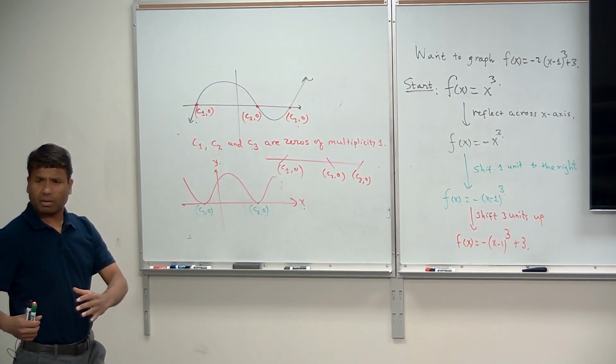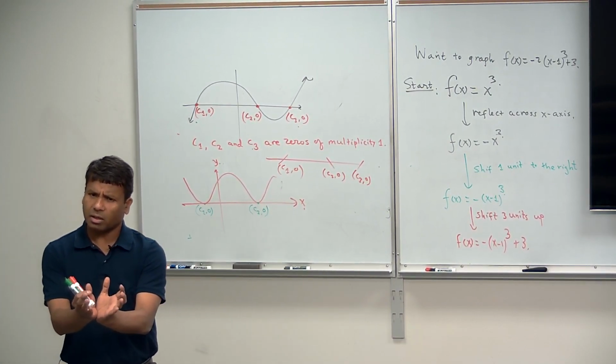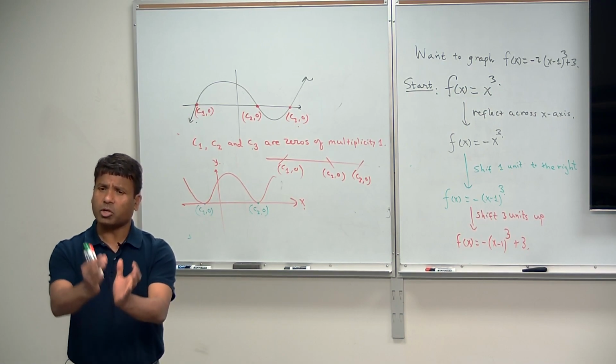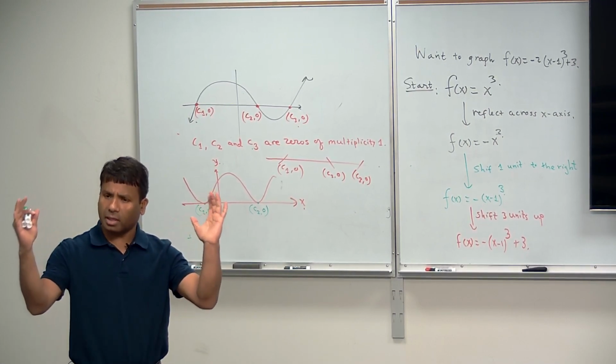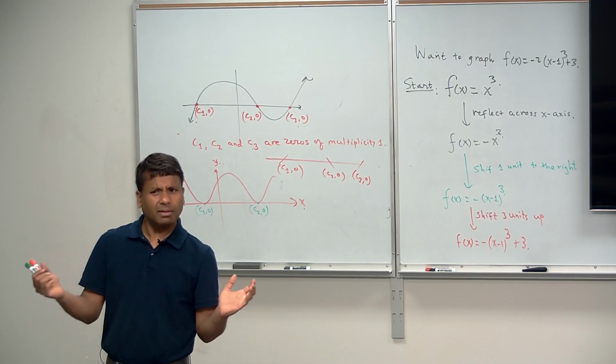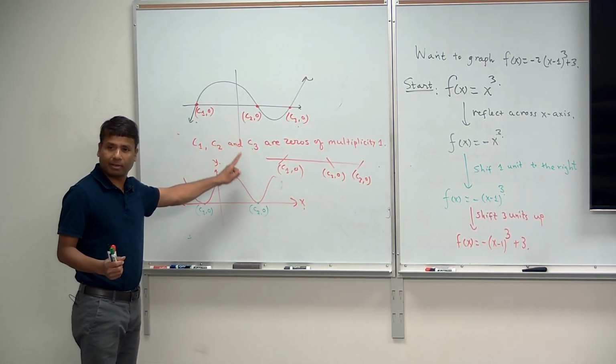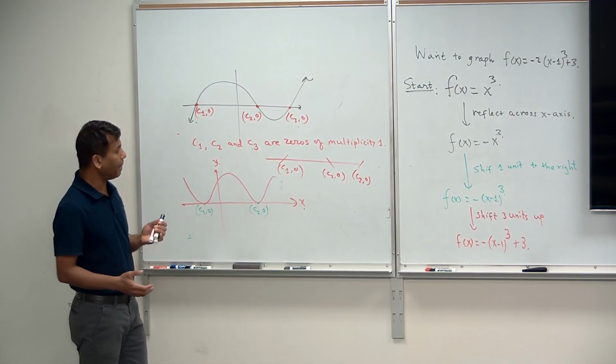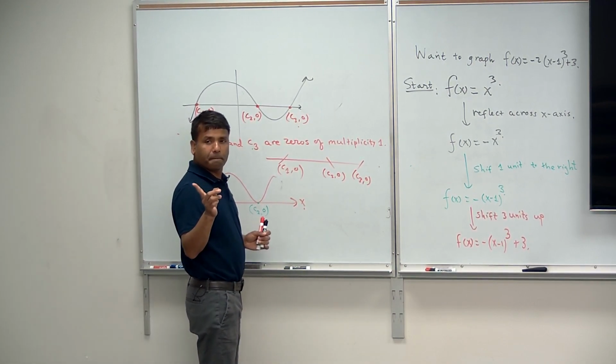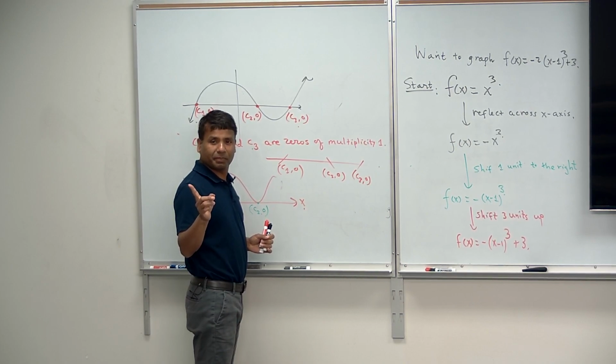And the graph bounces and turns at the points C1 and C2. That makes sense? You see the bounce back, right? Did I make sense? Okay.